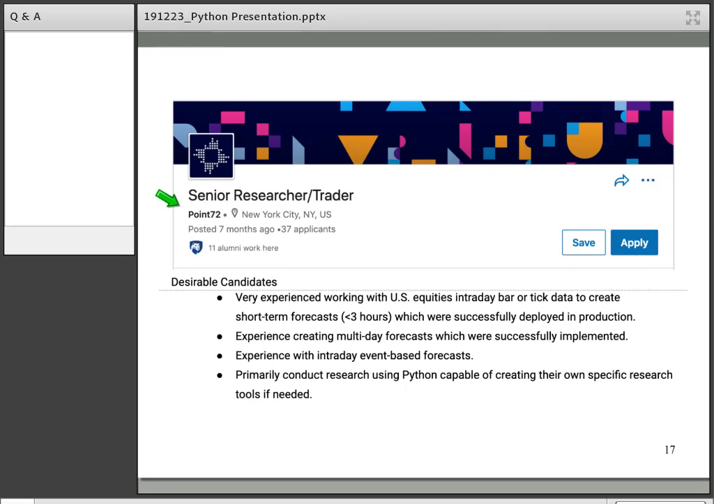Point72, Steve Cohen's firm, senior research trader over there. And again, we take a look at the requirements that they're looking for. This is a very precise position that they were looking to hire for. Looking for people with experience working with U.S. equities, intraday or tick data, to create short-term forecasts less than 3 hours, which were successfully deployed in production. Experience creating multi-day forecasts, which were successfully implemented. So that's on a short-term trading basis, likely on a mean reversion basis would be my assumption there. Experience with intraday event-based forecasts, and they're looking for that person to primarily conduct their research using Python, capable of creating their own specific research tools if needed.